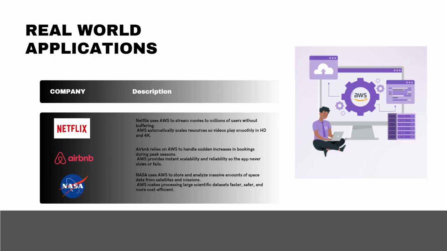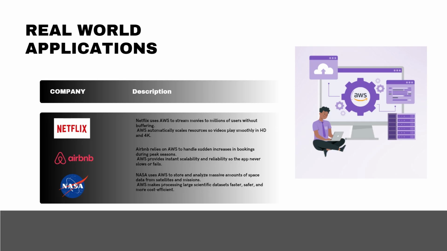And second, Airbnb. Airbnb has millions of users booking rooms and houses every day. During holiday seasons, the number of users suddenly increases. AWS helps Airbnb scale instantly so their app never slows down. Also, AWS provides high reliability. Bookings and payments continue without failure.